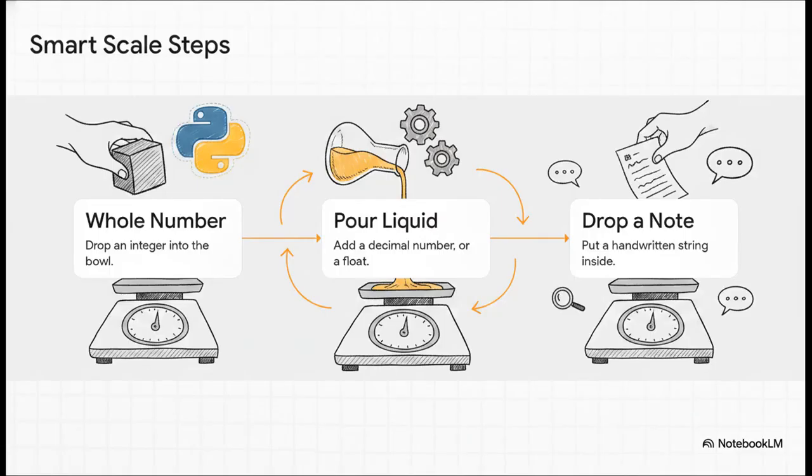Okay, let's mentally open up our code editors and actually watch this smart scale do its thing. We're going to run a little test in 3 quick steps. First, we'll drop in a whole number, which Python calls an integer. Second, we'll pour in a liquid, which translates to a decimal number, or what programmers call a float. And finally, we'll drop in a handwritten note known as a string. And to do this, we'll use a special built-in command called type to force the scale to report back exactly what it's seeing at every single step.